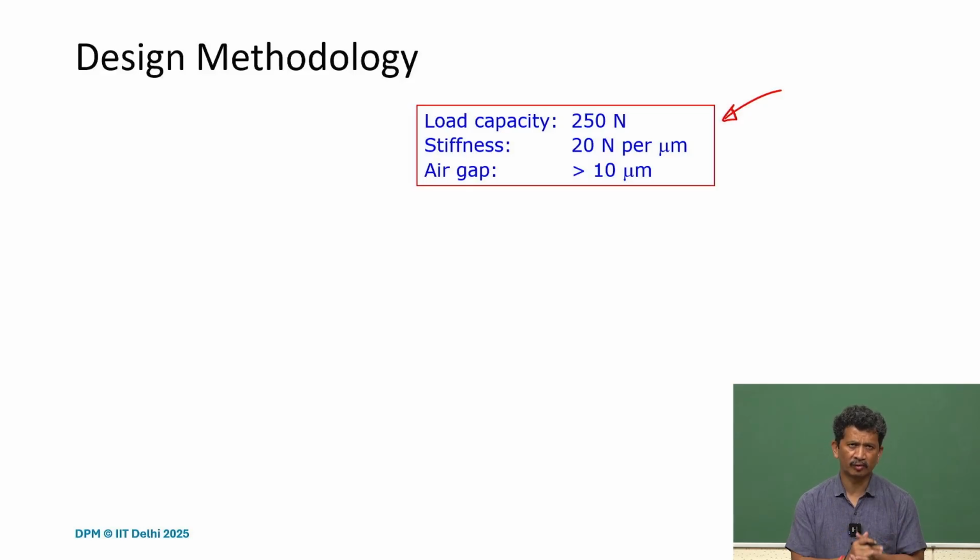So what is the load capacity? What is the payload we expect? The payload can be loaded when it's moving, the dynamic load and everything. If we know that number roughly, we can always calculate. So let's assume it's of the order of 250 Newton, and the stiffness we are looking at is of the order of 20 Newton per micron, or in SI units 20 into 10 to the power 6 Newton per meter.